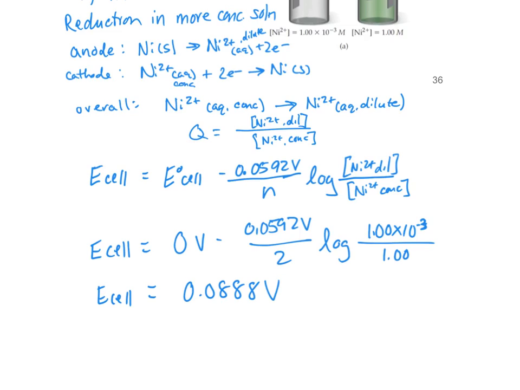So relatively small, but if you were to line up a large number of concentration cells and link them all together, you could end up with a relatively large cell potential. Questions on this?